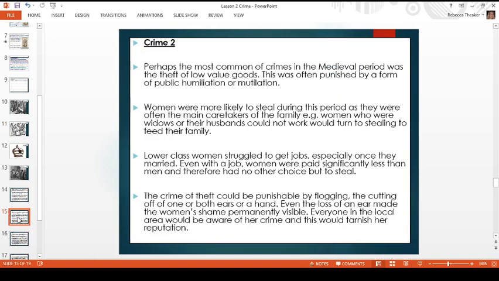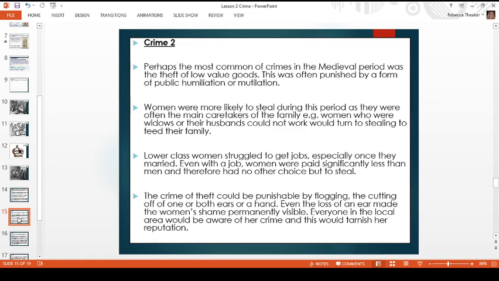bread and food. This was often punished by a form of public humiliation or mutilation. Women were more likely to steal during this period, as they were often the main caretakers of the family. E.g., women who were widowed, that means if your husband's died, you become a widow, or their husbands could not work, would turn sometimes to stealing in order to feed their family.